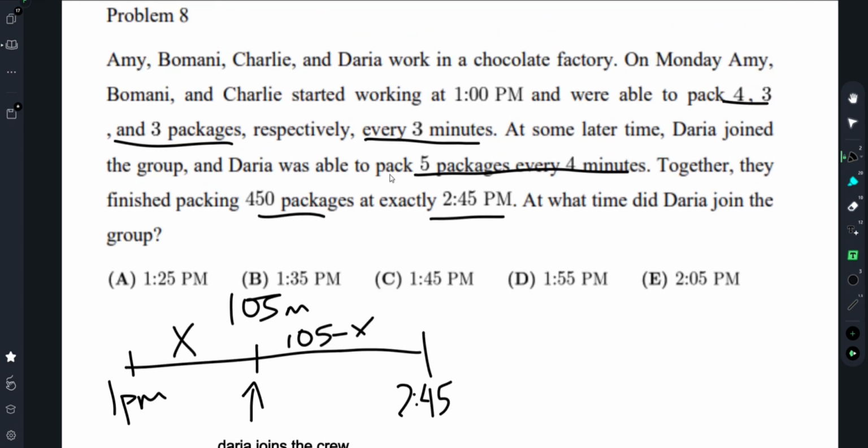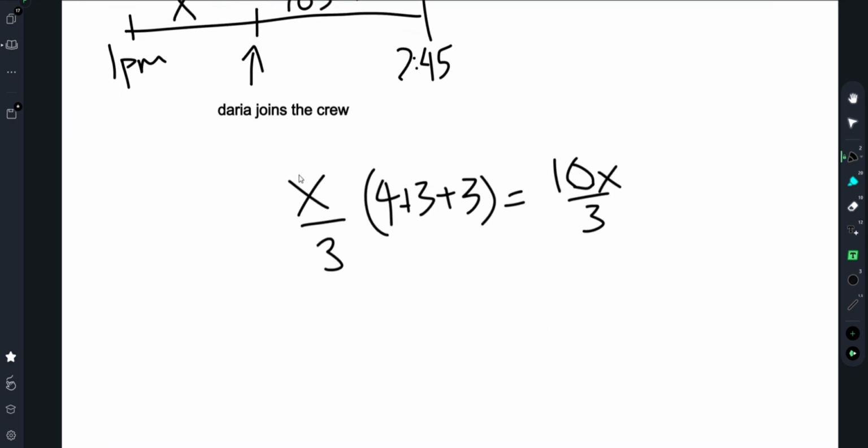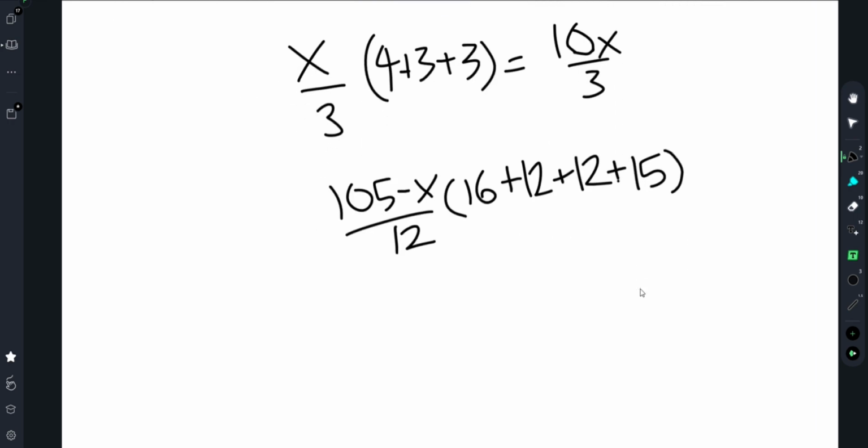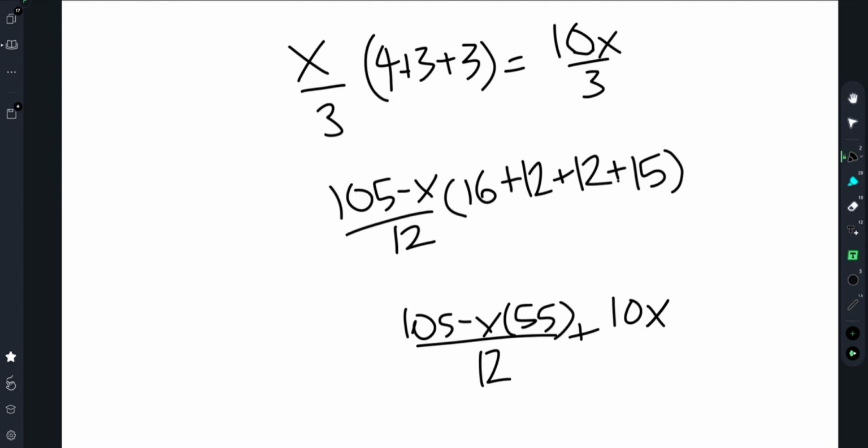And for the rest of the time, every 12 minutes, Amy packs 16 packages because there's 4 3-minute intervals in 12 minutes. Plus 12 plus 12. And since Dario packs 5 packages every 4 minutes, then he packs 15 packages in 12 minutes. So this ends up to be 105 minus X times 55 over 12. Obviously this plus 10X over 3. This is equal to 450.